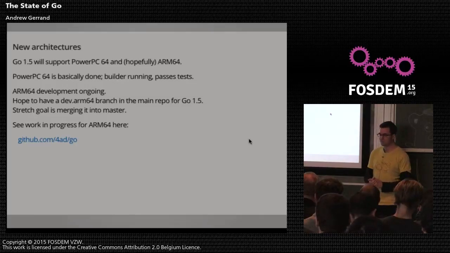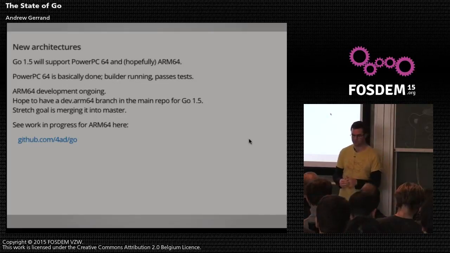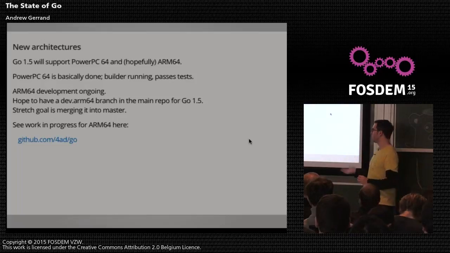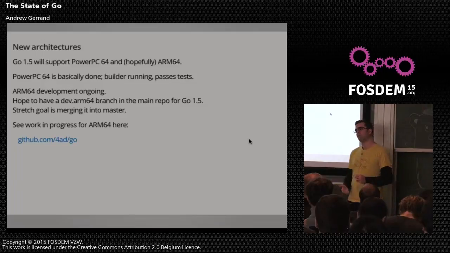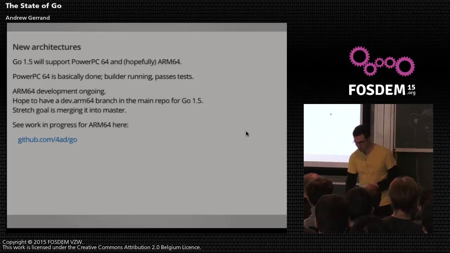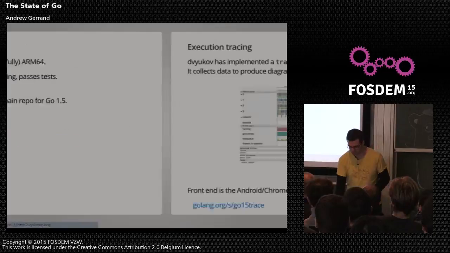So PowerPC64 is basically done. There is a builder running, it passes the test, so that will probably be in 1.5. ARM64, they have a stretch goal to have a branch in the main repo by 1.5. So it won't be available, but it'll be in development. And ARM64, of course, is important for iOS development because of 64-bit processors in the newer Apple phones. And you can actually see a work in progress of ARM64 in that GitHub repo.